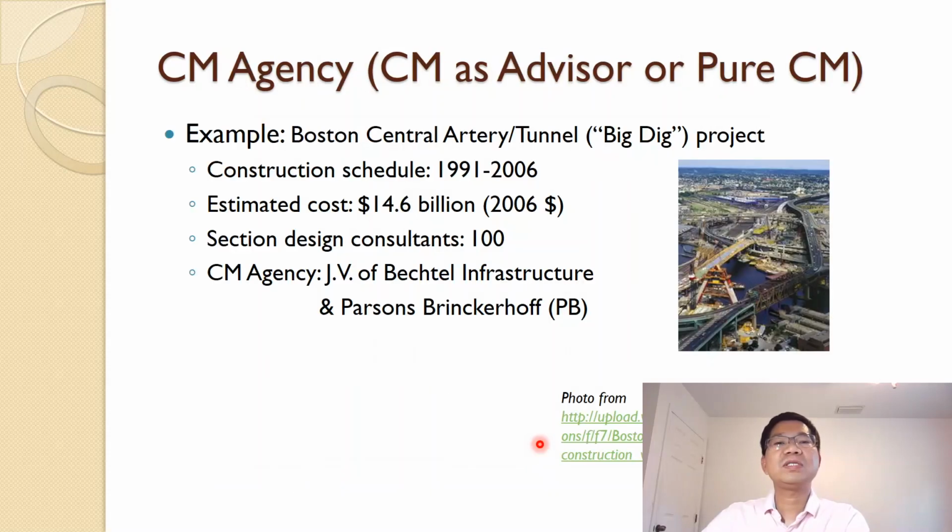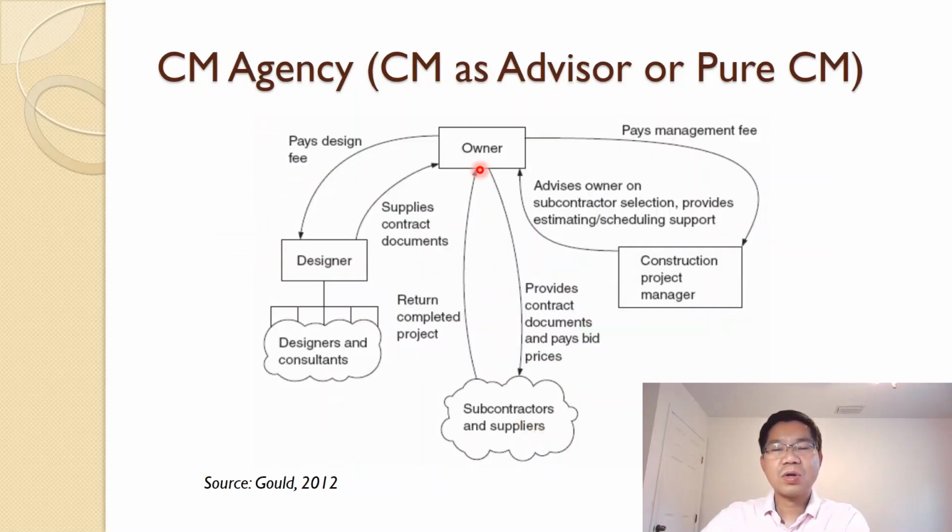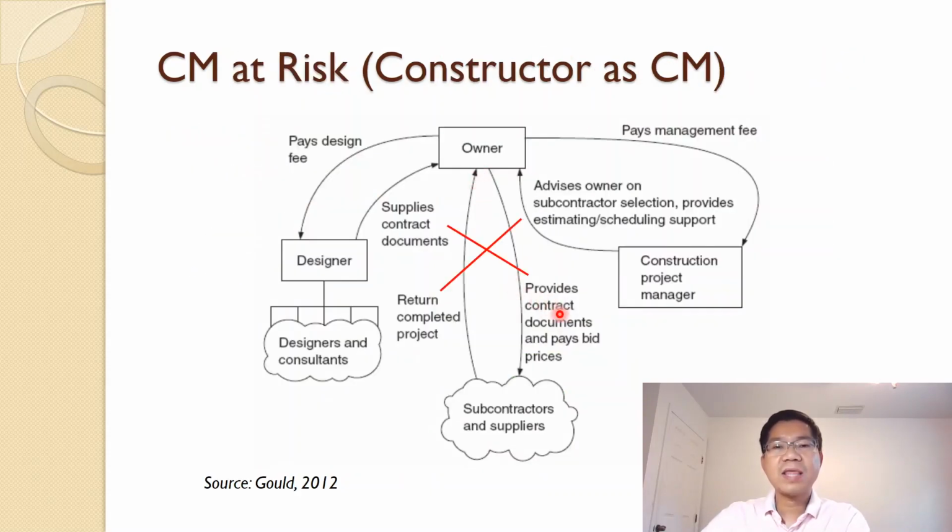In CM agency, the owner decides on the contracts directly. But in CM at risk, it is not like that. The CM has to sign the contracts with the subcontractors. So whatever happens, you will take care of the risk of this construction work, and that is CM at risk.